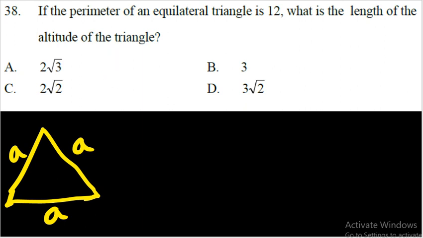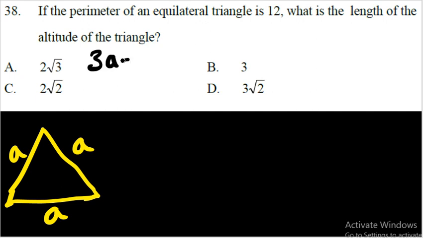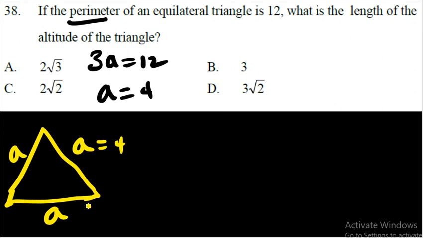3A is given as 12, because the perimeter means the sum of all the 3 sides. If you divide both sides by 3, you get A equal to 4. That means each side is 4. This is 4, this one is 4, and this is also 4.